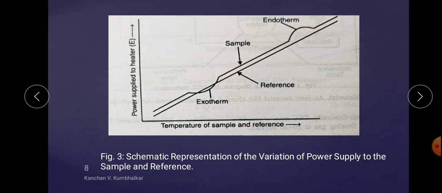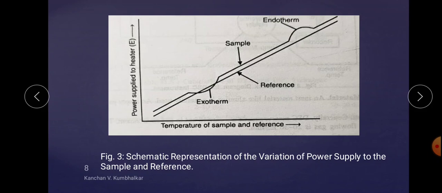And lastly, when we consider this bulge, this is for the endotherm, therefore heat has been absorbed. Therefore, to maintain the reaction, which is endothermic, the power supply has been demanded more; the sample demands more power supply, hence there is a bulge. Compared to the reference compound, at this temperature the demand of power increases, and then suddenly decreases and becomes equal to the reference compound. So this is the basic schematic representation of variation of power supply to the sample and reference.